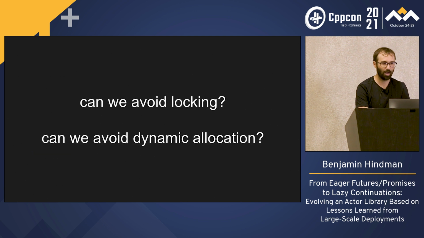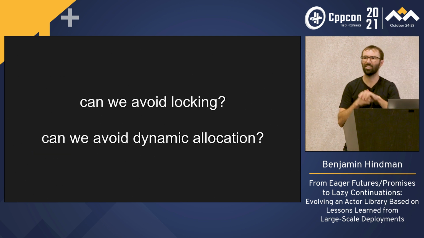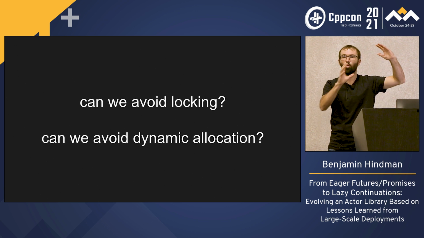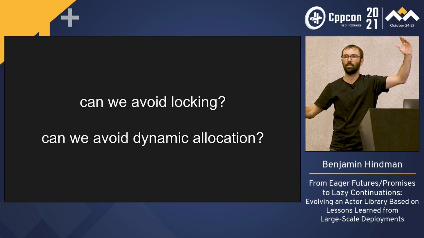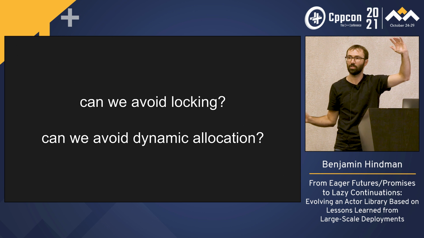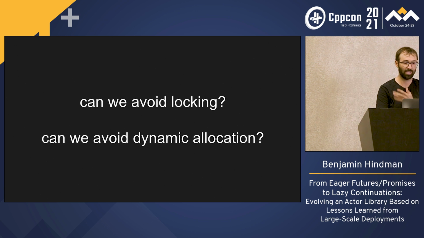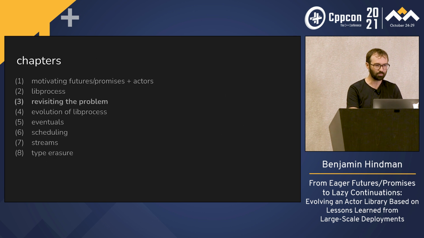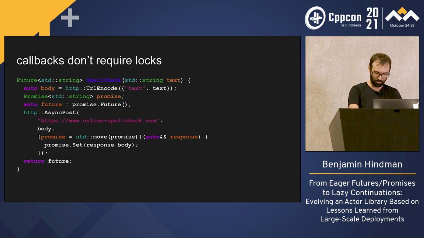Okay? So the big question that we asked ourselves, because we had this code all over the place. We had tons of code that literally was just a bunch of sequential steps that, if you wrote it in your CS 101 class, it would just be do this, then do this. There's no concurrency, there's no parallelism, there's nothing else. And all these steps ended up having to acquire tons of locks and dynamically allocate memory. So we said, can we avoid locking and can we avoid dynamic allocation? And that led to the evolution of the library.